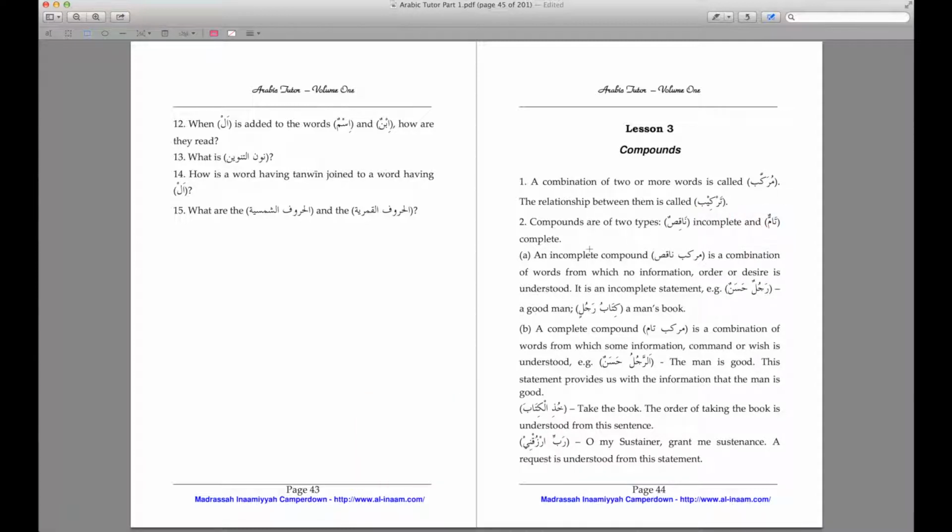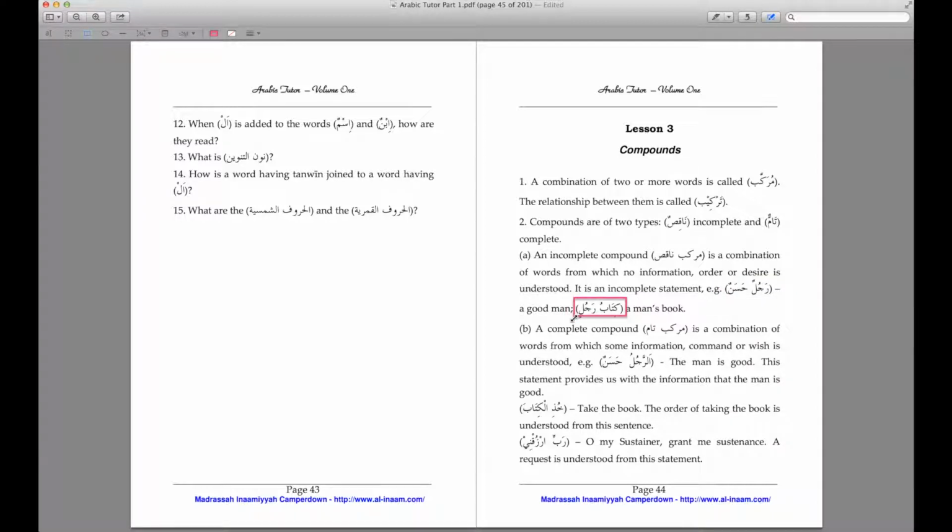An incomplete compound, murakkab naqis, is a combination of words that doesn't really give any information or create a desire to understand. It is an incomplete sentence, an incomplete statement. For example, rajulun hasanun, a good man. It doesn't really tell us about any particular man or what he is doing.